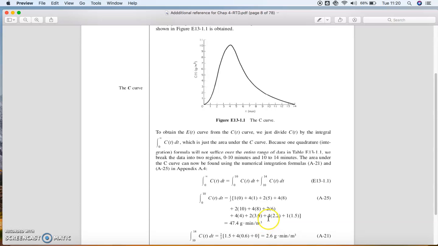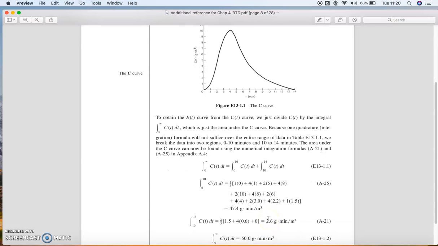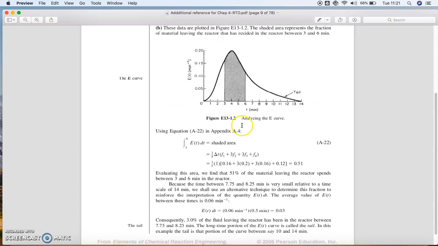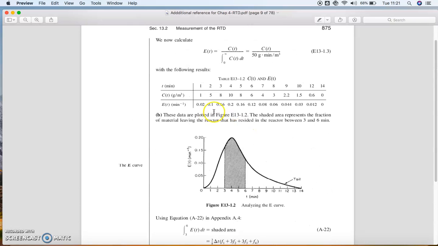So total up from 0 to infinity, this 47.4 plus 2.6 produces 50 gram minute per meter cube. Once you have that, then only can you calculate your ET. So ET at this point is 1 over 15, which produces 0.02, and then 5 over 15, so 0.1. You calculate that for the rest of T and CT.